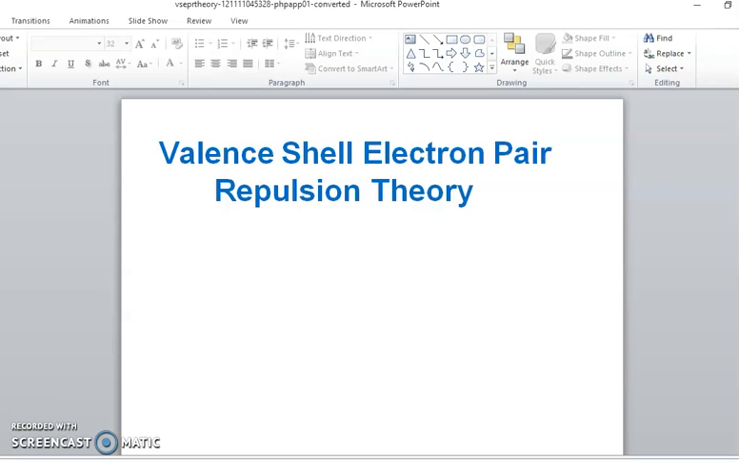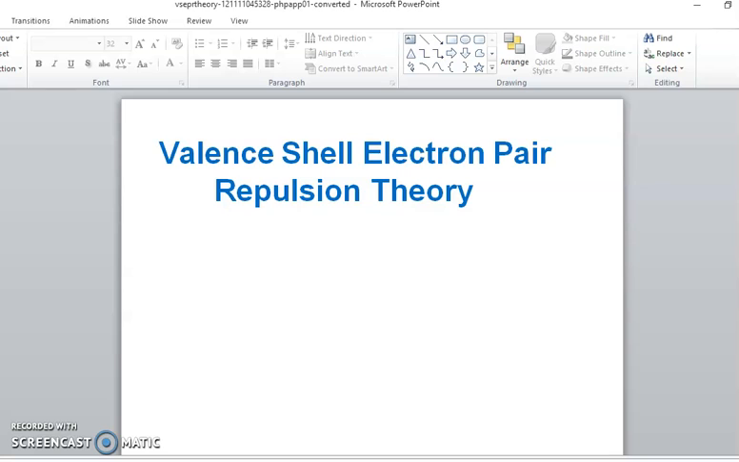The ultimate aim is to minimize the repulsion between the electron pairs. Because if the repulsion between electron pairs is reduced, the potential energy decreases, and the system becomes stable. So when they orient in different directions in space, the molecules will get a definite geometry. This is the basic idea of valence shell electron pair repulsion theory.